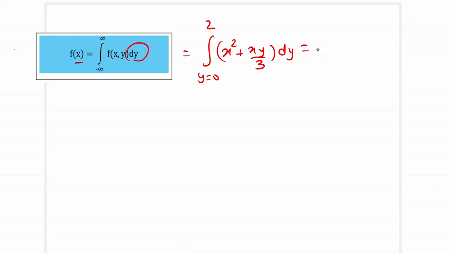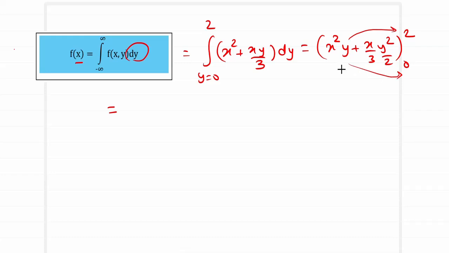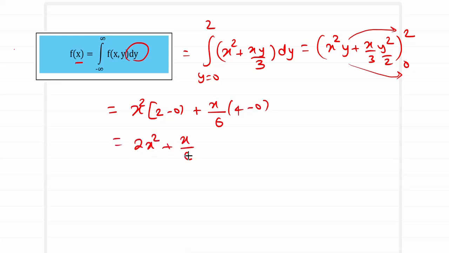With respect to y, the variable x is going to be treated as a constant. So x square y plus x by 3 is a constant. y on integration is y square divided by 2. Apply the limit between 0 to 2. Keep in mind that the limit is going to be applied for the variable y, because we need to eliminate y. Don't apply it for x. So it is x square into the upper limit minus lower limit, 2 minus 0. And the second quantity is x divided by 2 times 3, which is 6. The upper limit is 2 square, 4 minus 0. So the value taken is 2x square plus x by 6 times 4.